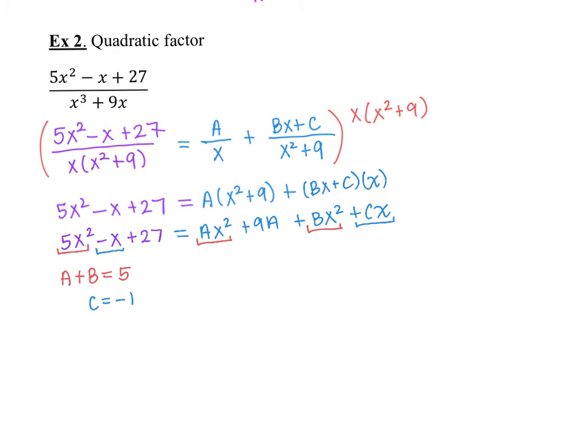Okay, let's look for the constant now. So I have 27 equals 9a. Okay. So even though this had more constants, it's actually going to be easier to solve because I can get a equals 3. I already know that c equals negative 1. And I can get b by using a plus b equals 5.